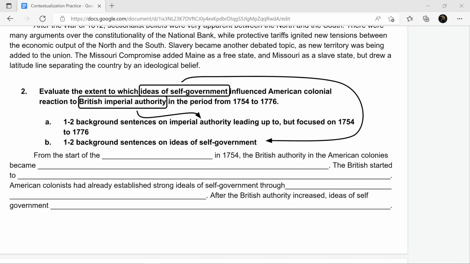Excuse me. Yeah, help me out. From the start of the what? So is everybody here saying French Indian War? Yeah. Why? 1754. Now, people, I know y'all Googled it. You're not going to be able to Google it on the test. Does everybody got me on that?